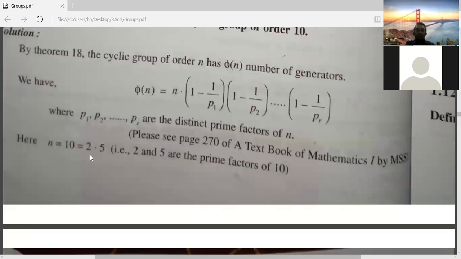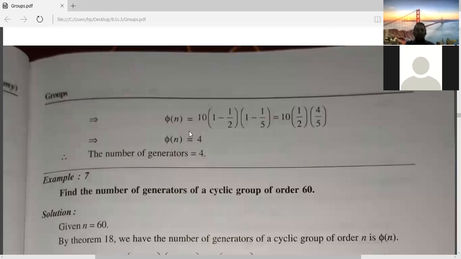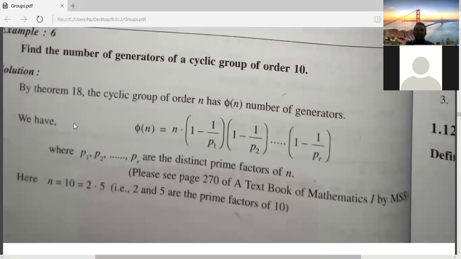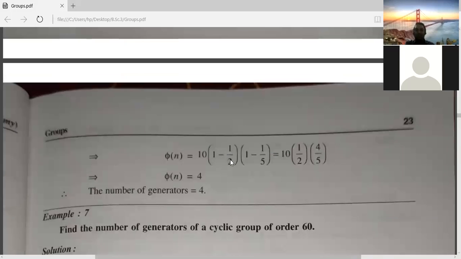Now 2 into 5 you got. How many terms? Two terms. p1 equal to 2, p2 equal to 5. In the formula, n is equal to 10, the order, and 1 minus 1 by p1, where p1 equals 2, and 1 minus 1 by p2, where p2 equals 5. If you simplify this, you get phi of n equal to 4.